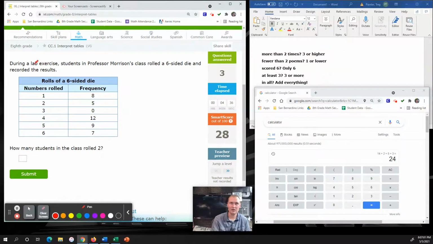During the lab exercise, students in Professor Morrison's class rolled a 6-sided die and recorded the results. A 6-sided die means there's a 1 out of 6 chance. How many students in the class rolled a 2? So we're going to find a 2. There's the number rolled, 2. And the question is asking what the frequency was. The frequency was 5 students. So 5 students rolled a 2.